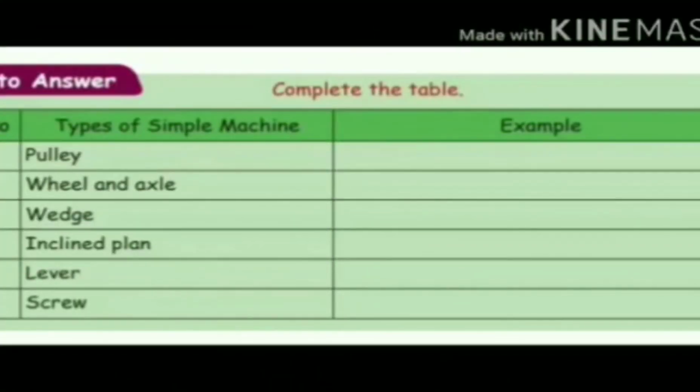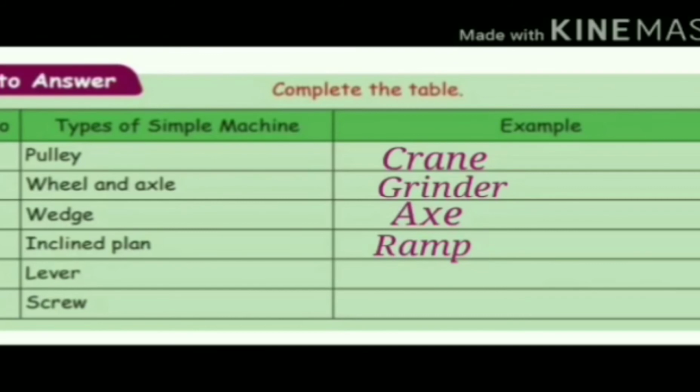Now we are going to see the next activity. Types of simple machines and example. For pulley, what is the example? Crane. For wheel and axle, grinder. For wedge, axe. For inclined plane, ramp. For lever, seesaw. For screw, bottle cap. Yes, you have all understood about the three activities.